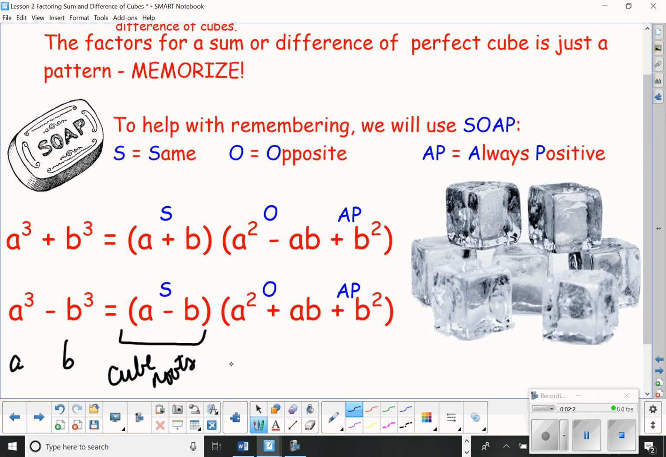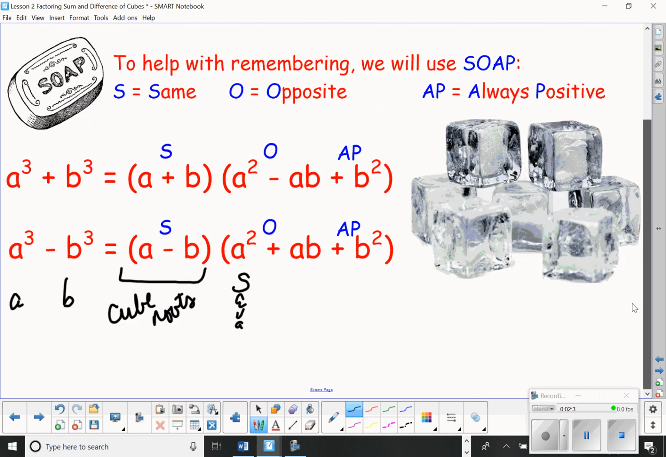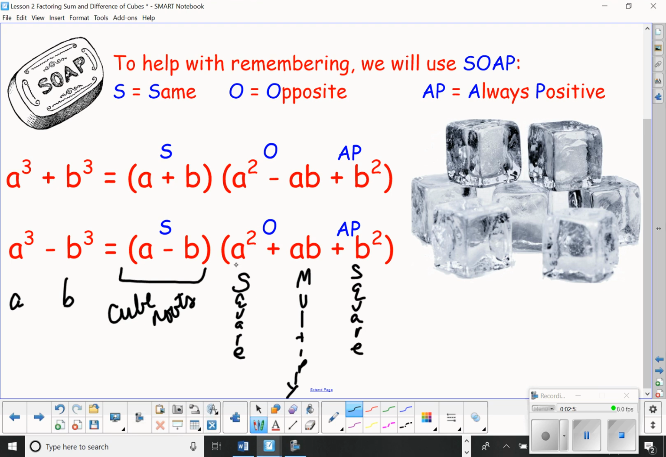Over here, let me give myself a little more room. We're going to square, multiply, and then square again. So we're going to square the first term, a squared, then we're going to multiply the two terms, a times b, then we're going to square the last term, b squared.